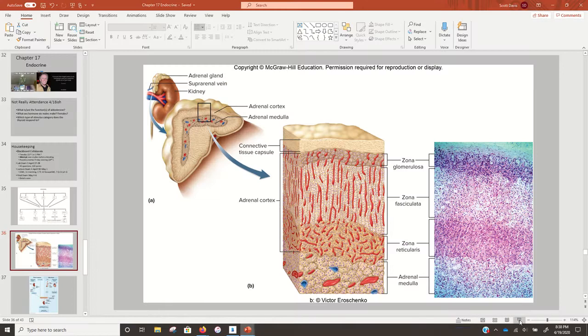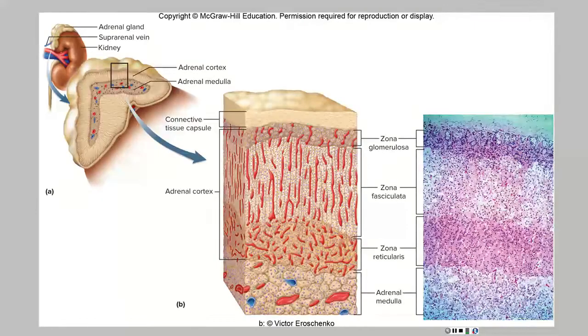So now let's go back and talk about the adrenal medulla. Medulla really just means middle. We've seen medulla in several organs now, the brain, the kidney, here in the adrenal gland. Medulla just means middle. It's the center of the adrenal gland. It's not part of the cortex. It's its own structure. It's actually a part of the sympathetic nervous system.